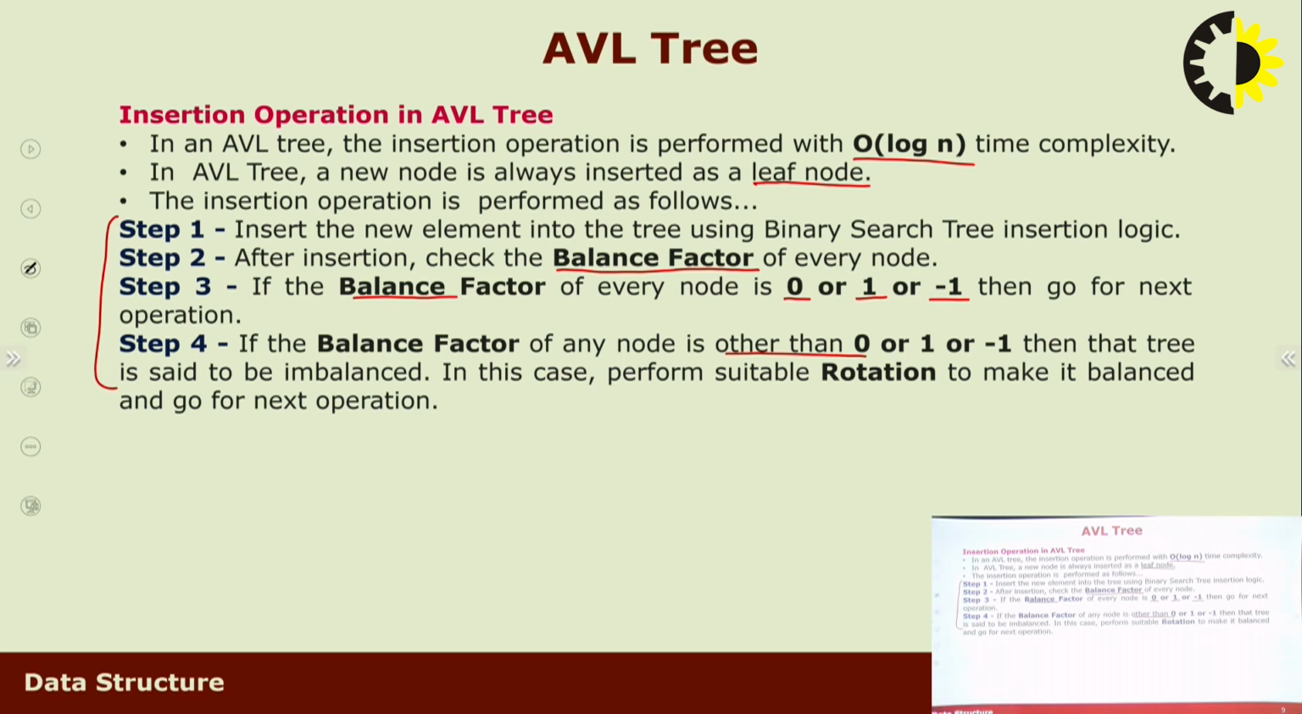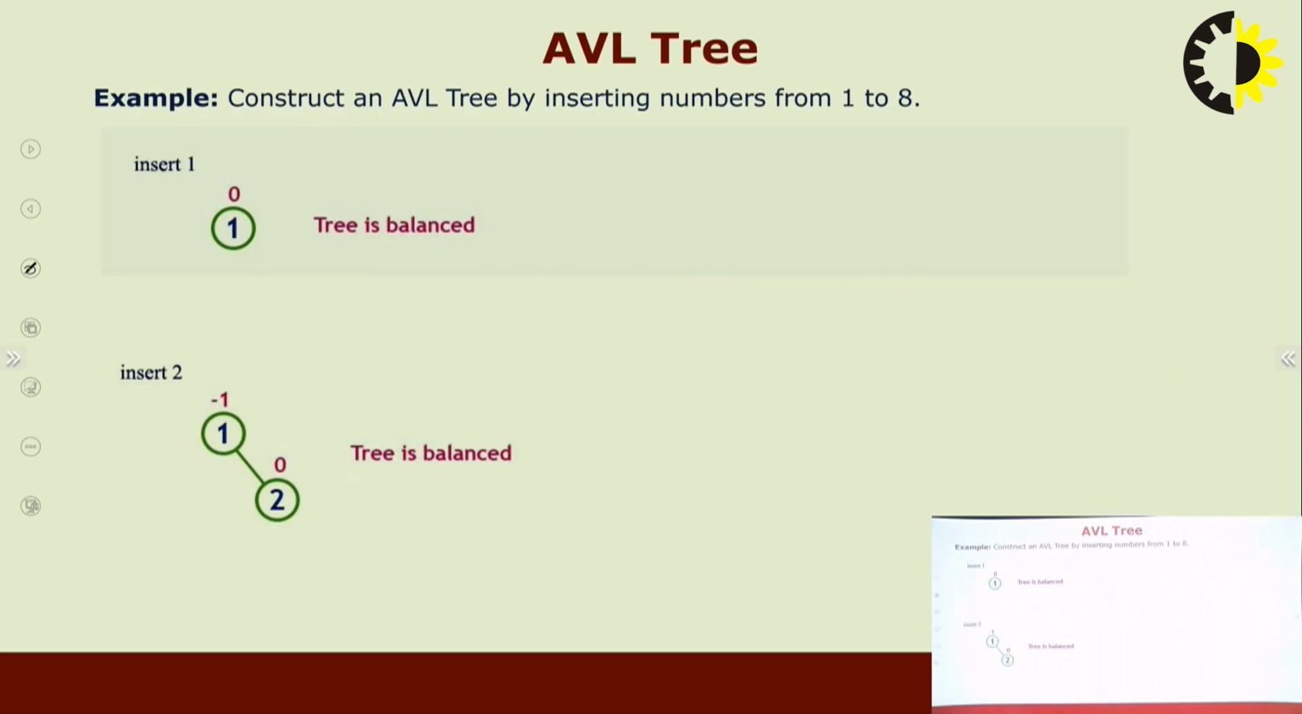Now we will understand with the help of an example. For example, we have to construct an AVL tree, and in that tree we have to insert numbers, for example, from 1 to 8. So first of all, when we are inserting 1, we will check the balancing factor. Balancing factor is 0, that means the tree is balanced.